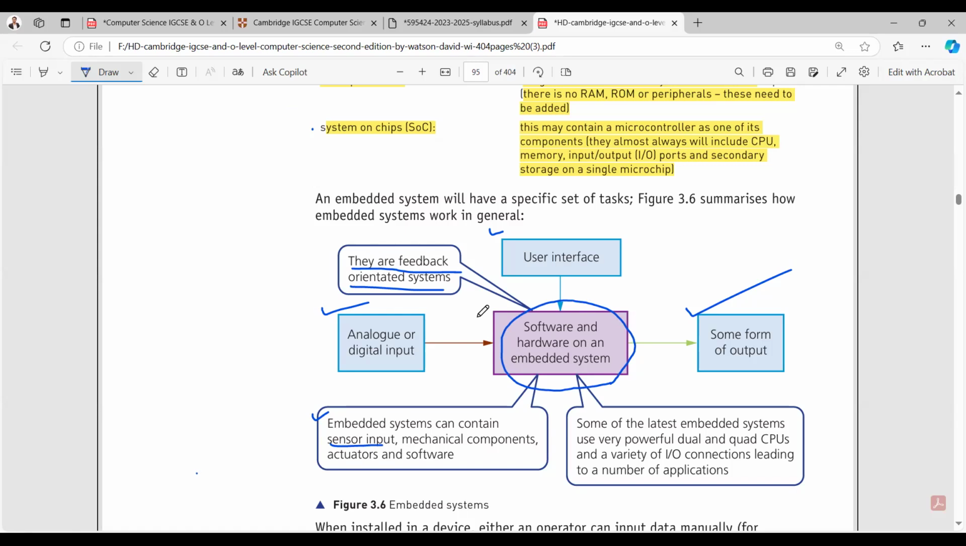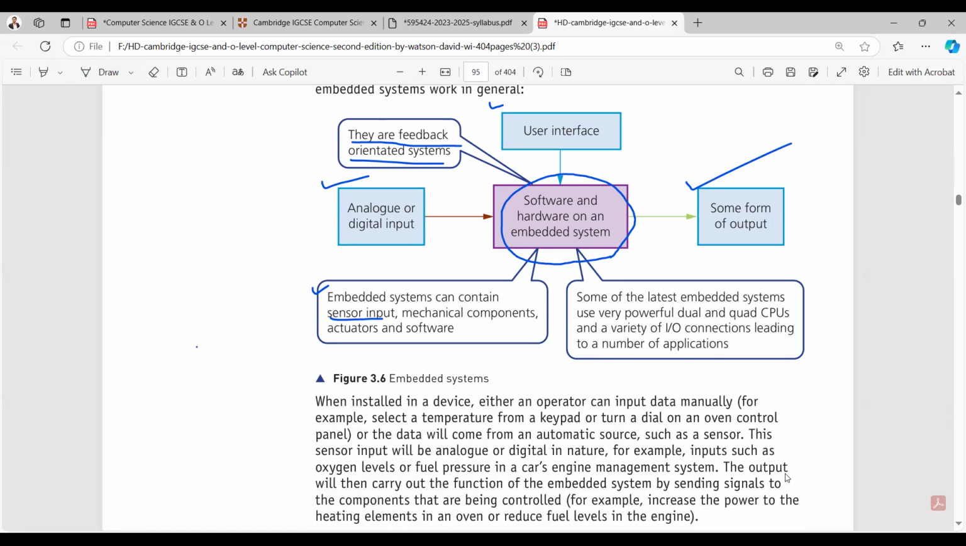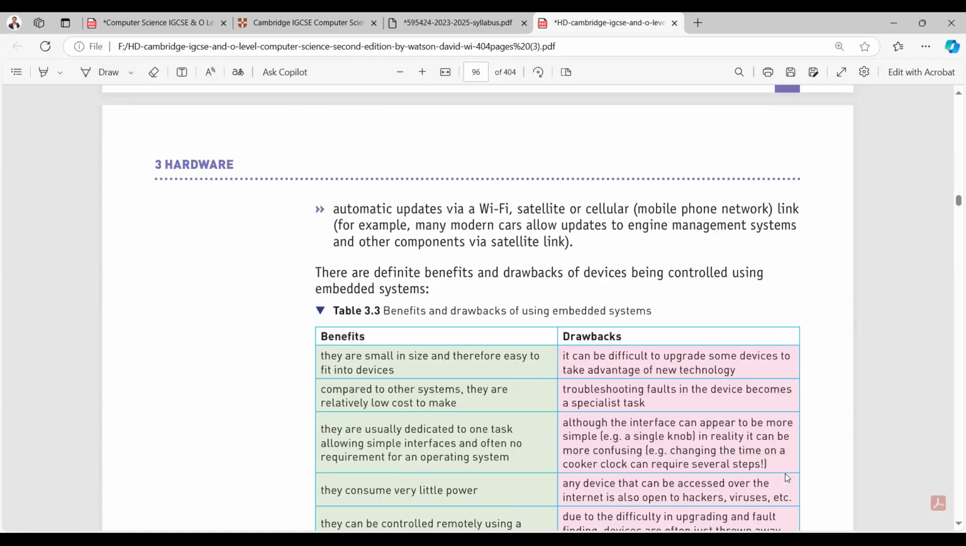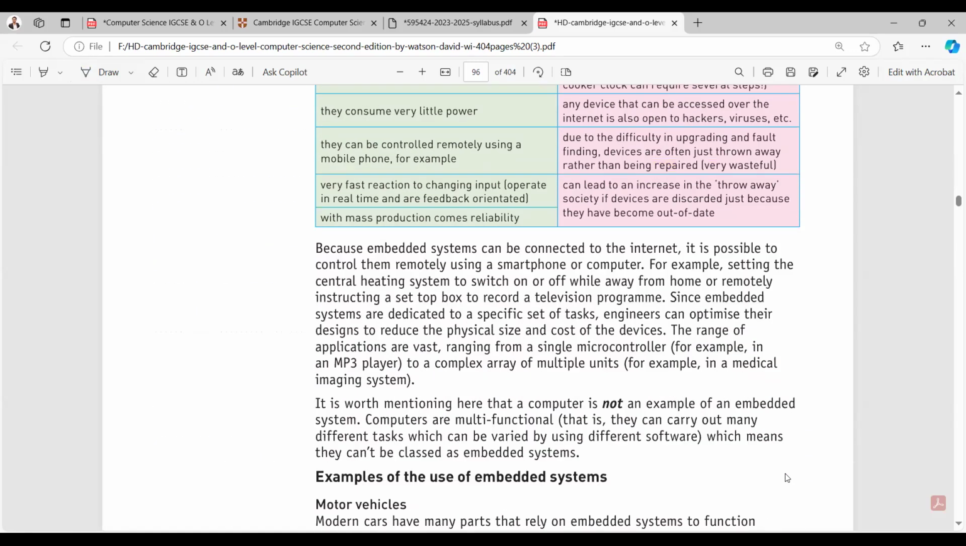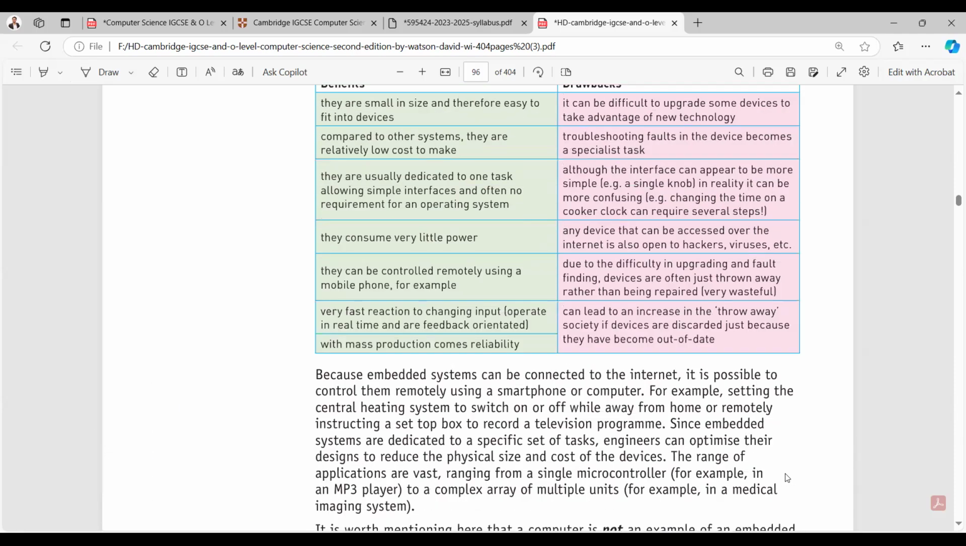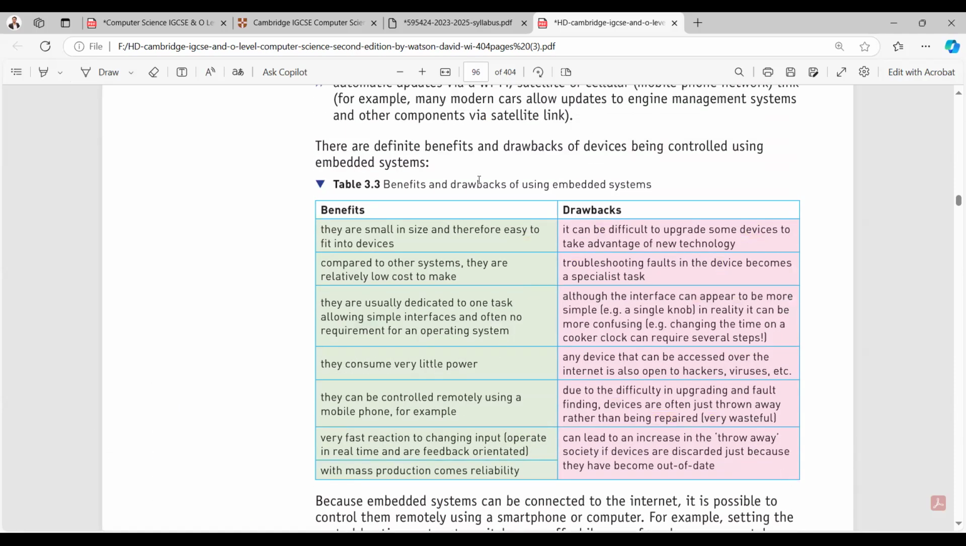And some of the latest embedded systems are very powerful as they contain the dual core and the quad core CPUs as well. But the point is that what is the advantages and disadvantages of an embedded system that are right in front of you? So can you all just define me some of the benefits and drawbacks that are right onto the screen one by one?